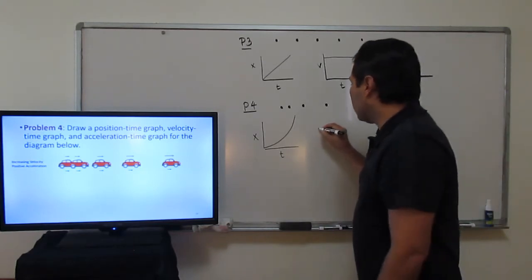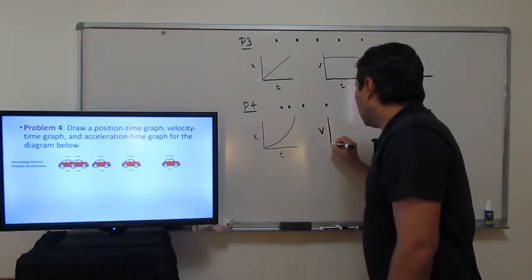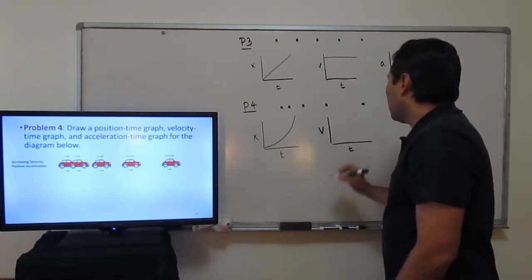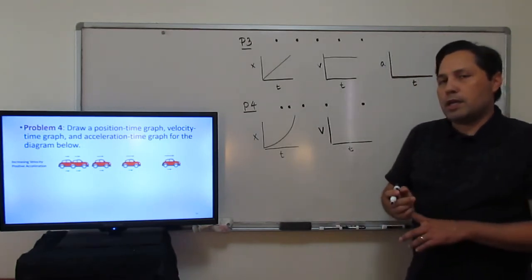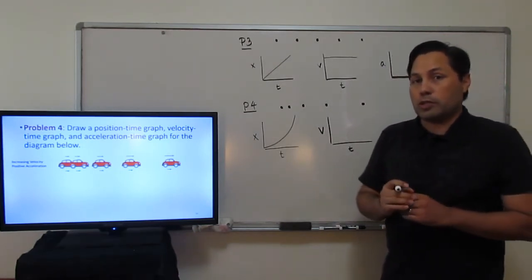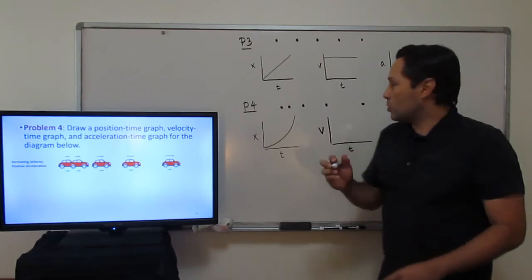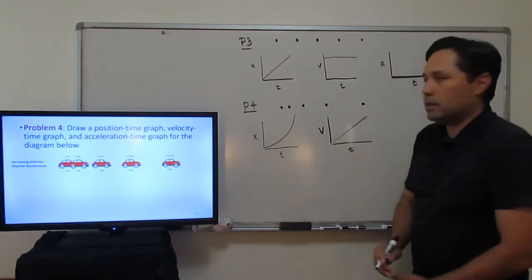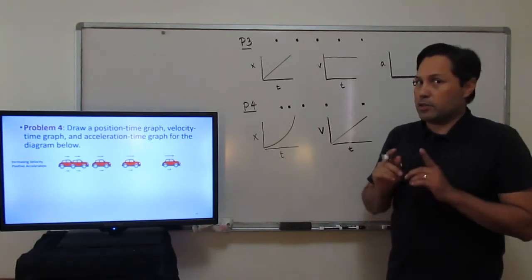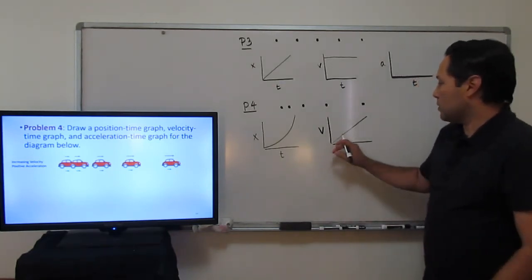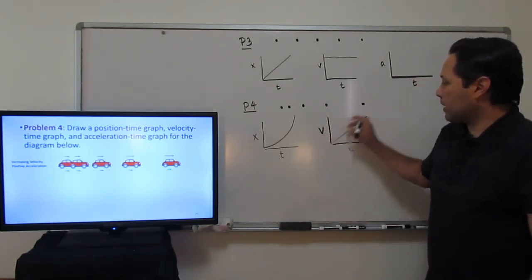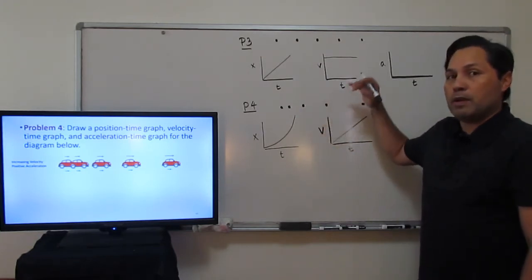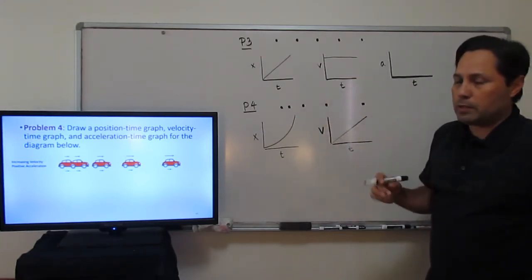Next, our velocity time graph. The velocity is increasing constantly. So it is increasing, but it is constant. So therefore, we get a flat diagonal line because the velocity is going up and up and up, but at a constant rate.